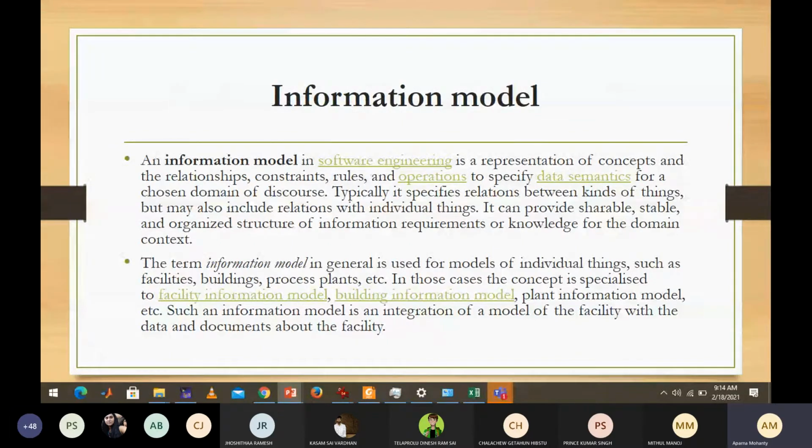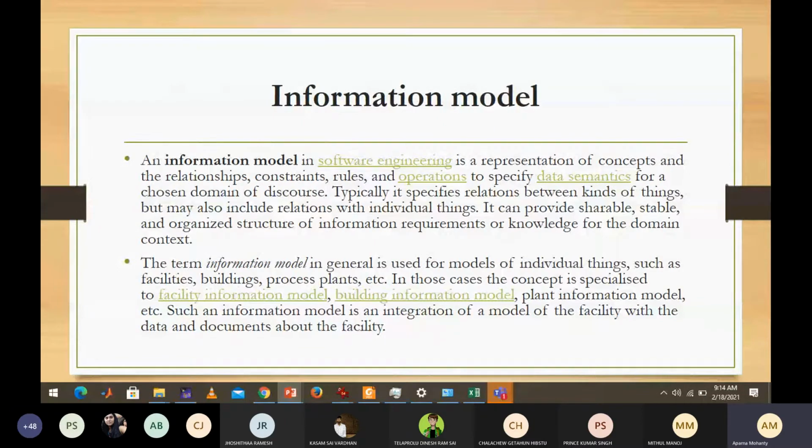What is it? In software engineering, this is the concept from Wikipedia, which I am giving you right now: a representation of concepts and relationships, constraints, rules, operations to specify data semantics for a chosen domain of discourse. Okay, these are just theoretical concepts, so you try to understand. It is a representation of concepts, relationships, constraints, rules. So all these things about the data, if represented properly, become information. That's what it says.